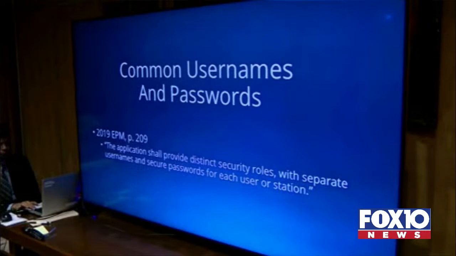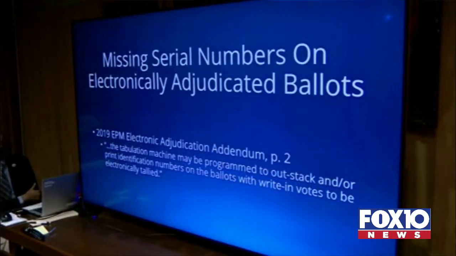The next one would be missing serial numbers on electronically adjudicated ballots. An addendum to the 2019 election procedures manual specifies that tabulation machines may be programmed to outstack or to print identification numbers on the ballots with write-in votes that are electronically tallied. This process is often known as adjudication.